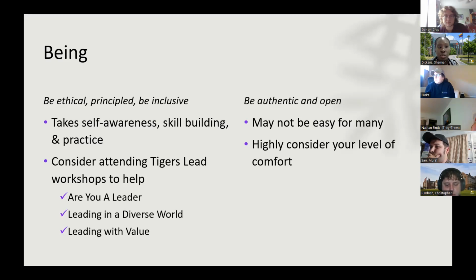Being authentic and open. So I will acknowledge that this may not necessarily be easy for many people. And I will say it's also on the side of skill building, as I notated, for being ethical and principled. But what I would advocate for is that you really consider your level of comfort when we're talking about being authentic and open, because it is something that some people are not naturally accustomed to. And so that is something to keep in mind when we're talking about being, as we move towards a new year, a new semester, new friends, new members, new experiences, things of the sort.